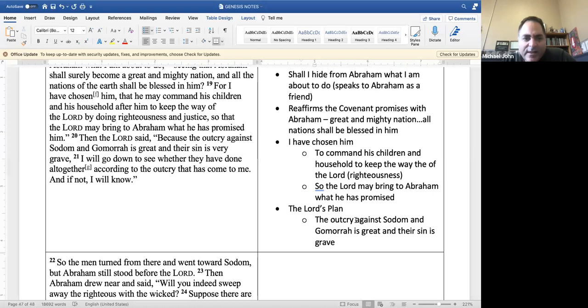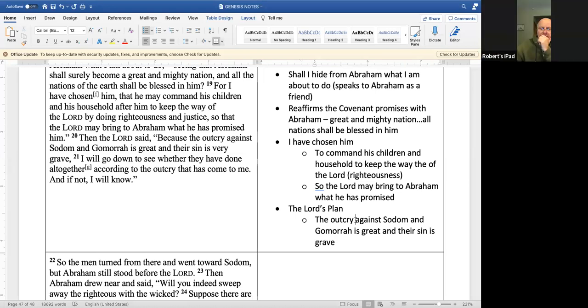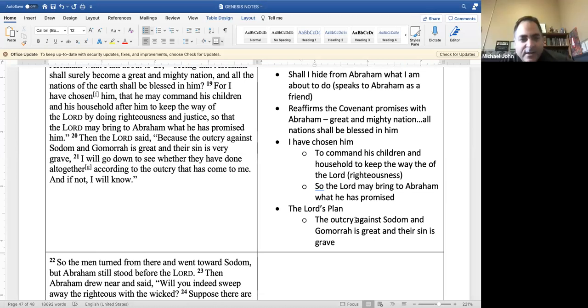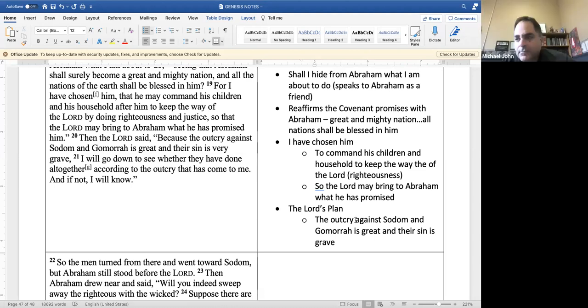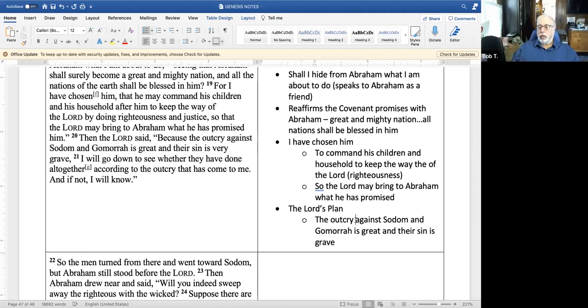Someone's crying out against Sodom and Gomorrah. In fact, those two are going to check it out. But someone is crying out against Sodom and Gomorrah. The question is, who is that crying out? I mean, it would have to be travelers, I would think, because he's basically going to be wiping out all of Sodom and Gomorrah. So it has to have been people that pass through there.